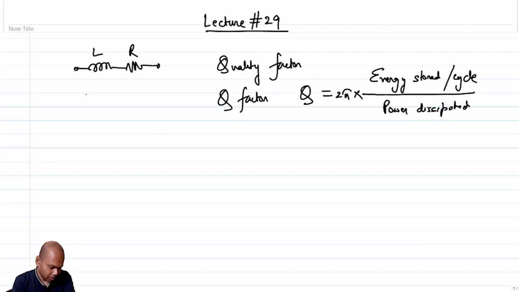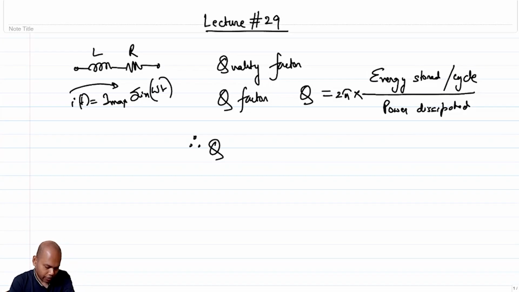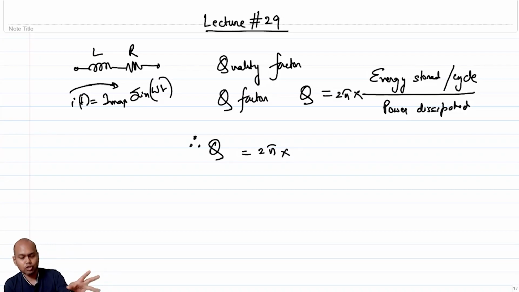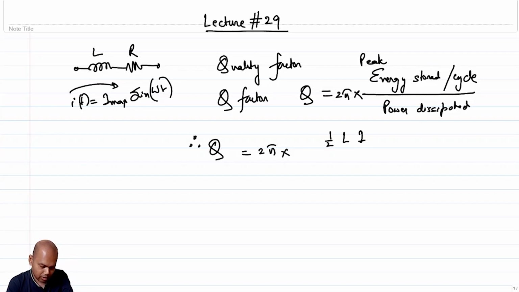let's say I have a sinusoidal current at a frequency omega, and that current i(t) is equal to I max sine omega t. So therefore Q factor is essentially 2 pi times the energy stored in the inductor. Actually, ideally the definition is the peak energy stored in the inductor.